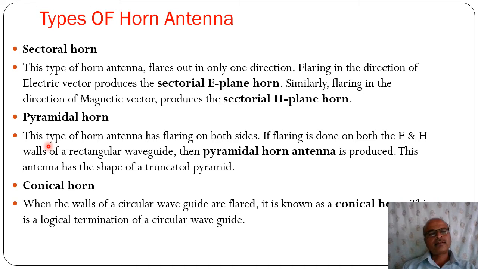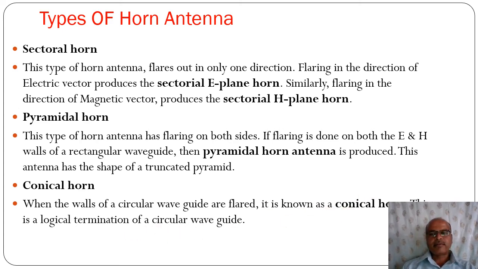In this pyramidal horn, this type of horn antenna has flaring on both sides. If flaring is done on both the E and H walls of the rectangular waveguide, then pyramidal horn antenna is produced. This antenna has the shape of a truncated pyramid when flaring is done on both sides. In the next figures, we will see how flaring is done on both sides. Then next is a conical horn. When the walls of a circular waveguide are flared, it is known as conical horn. Walls of a circular waveguide are flared, then it is called a conical horn, and is a logical termination of a circular waveguide.